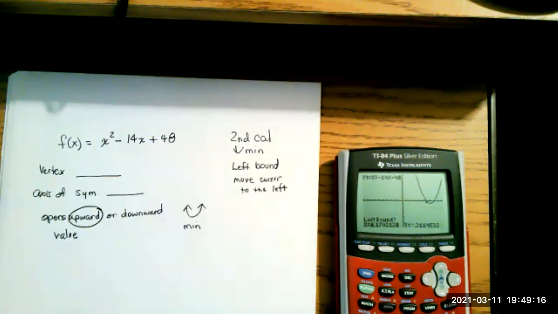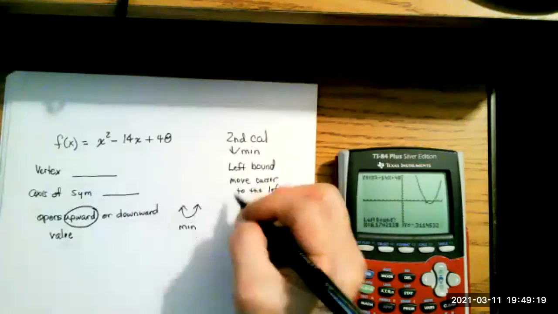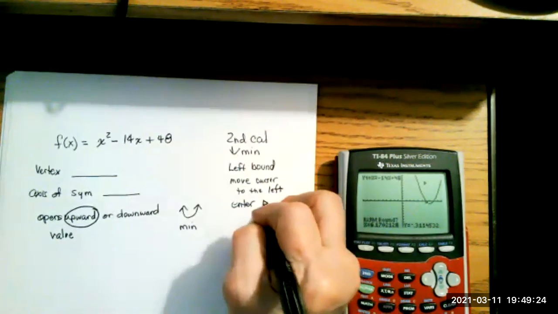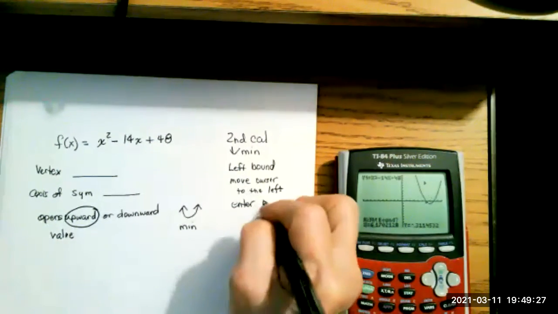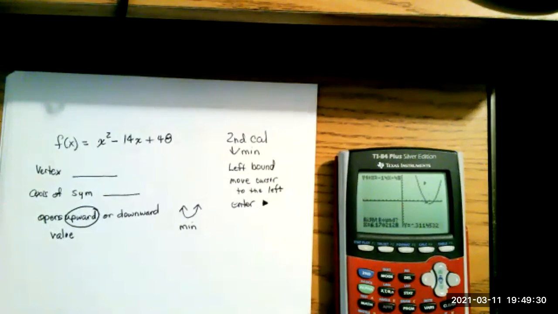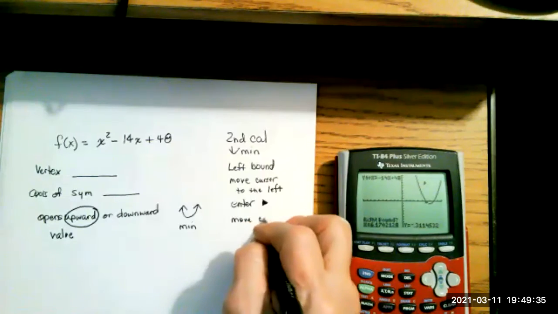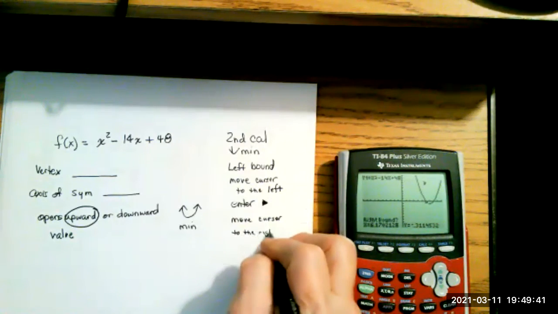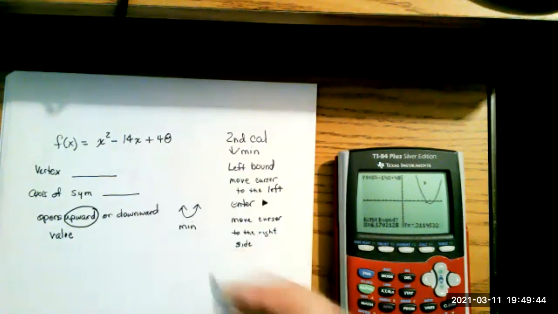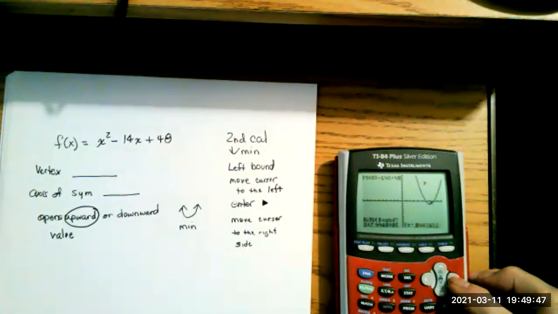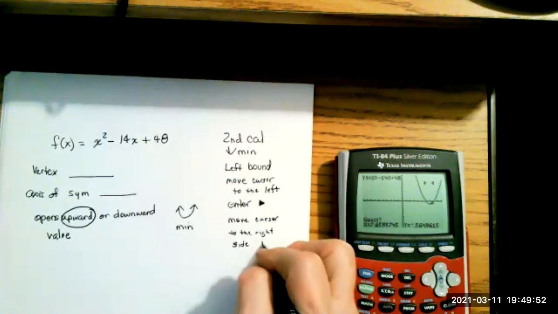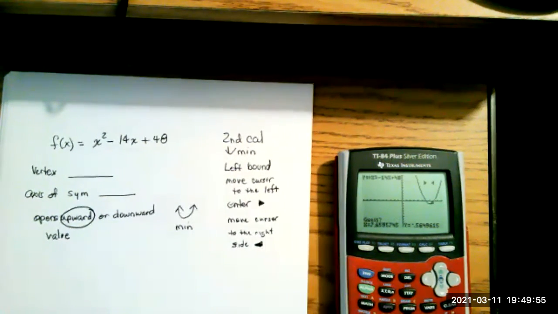When I get it to where I want it, and it doesn't matter where, you hit enter. And when you do, see that little mark up there that says you've marked the left bound? That's what that means. Okay, now move the cursor to the right side. So I'm going to move it over here to the right side, and I'm going to hit enter, and see how it put that little arrow up there.